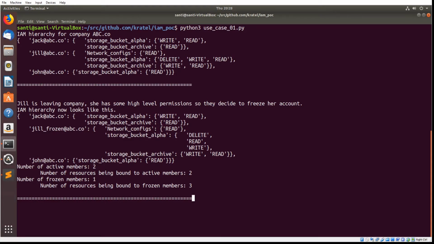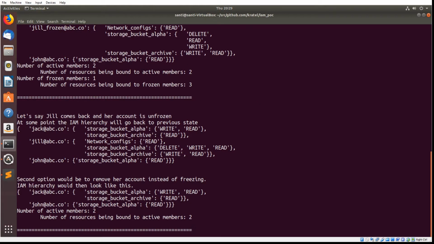She has some high-level permissions, so they decide to freeze her account. Now the IAM hierarchy would look like this. Instead of Jill at abc.co, we would see Jill_frozen at abc.co. But the key thing to note here is that the bindings are still there. The only thing is that now they're tied to an inactive account. So the idea here is that because this account is frozen and it can't be accessed, these permissions could never be executed. Underneath the dictionary, you can see a couple of stats to quickly summarize the state that the IAM hierarchy is currently in.